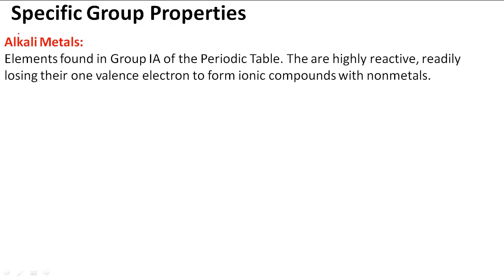The first one is alkali metals. Alkali metals are elements found in group 1A of the periodic table. They are highly reactive, and readily lose their 1 valence electron. So every element in group 1A has 1 valence electron, and they use that to form ionic compounds with nonmetals. So they form cations with a charge of positive 1, or 1 positive.